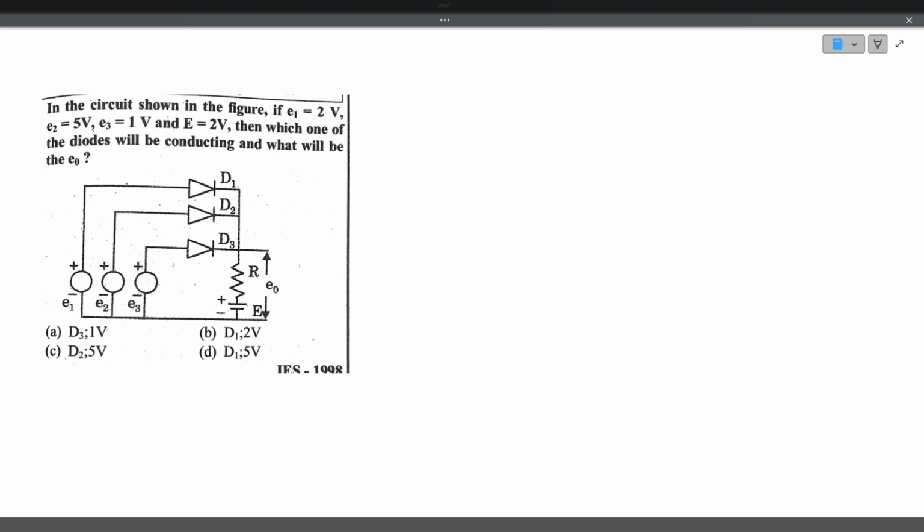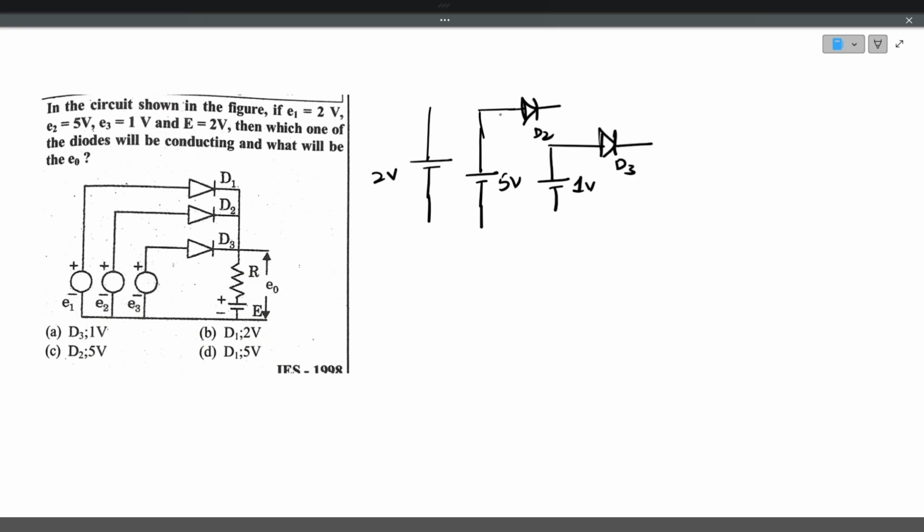In the circuit shown in the figure, E1 is 2 volts, E2 is 5 volts, E3 is 1 volt, and capital E is 2 volts. Which one of the diodes will be conducting? So here in the circuit, he has given E1 as 2 volts, E2 as 5 volts, and E3 as 1 volt. There are three diodes: D3, D2 and D1. These three diodes are connected to a common terminal resistance connected to plus 2 volts.